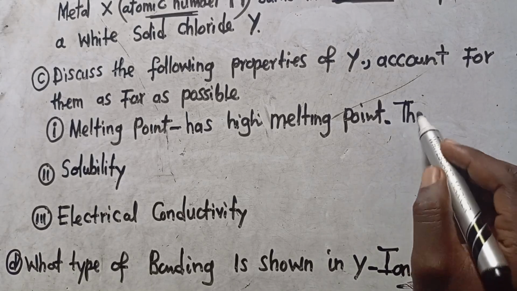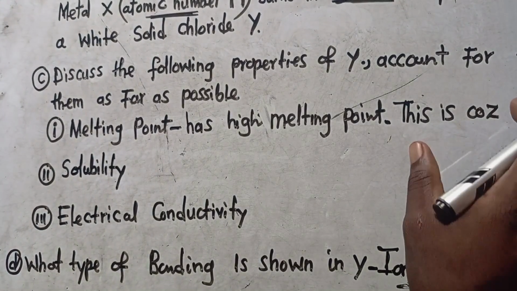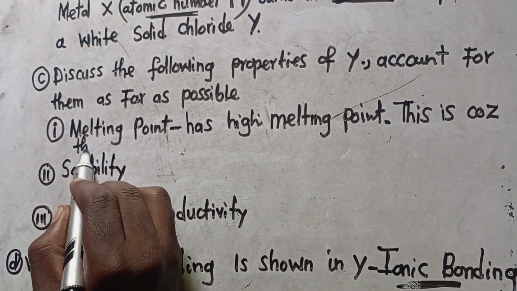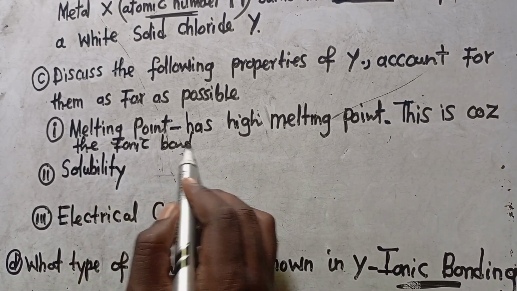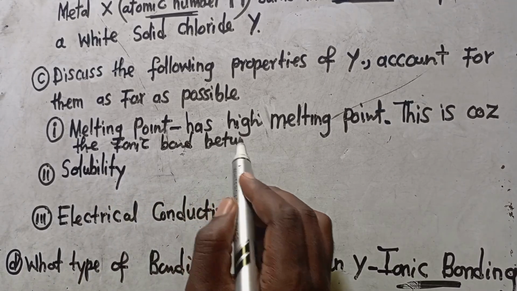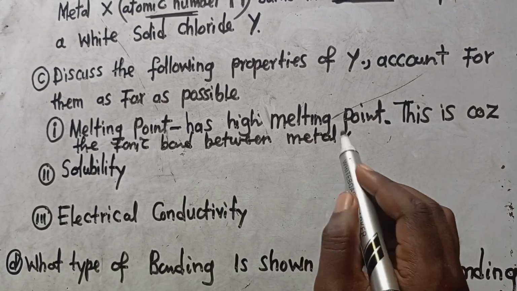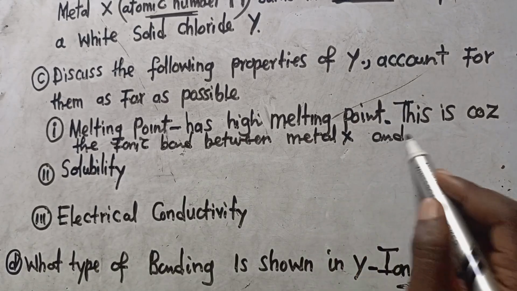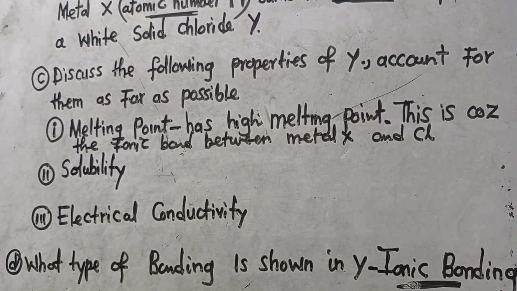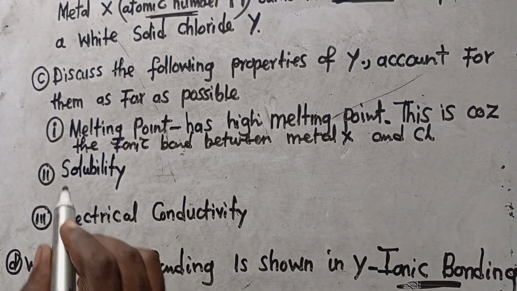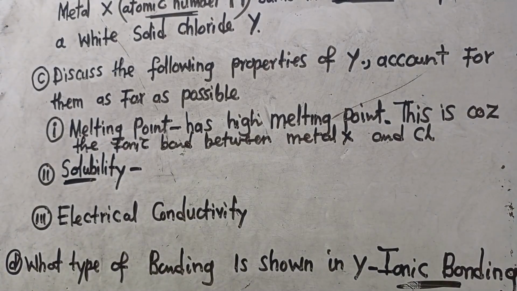You are explaining. You say, this is because the ionic bond between metal Y and the chlorine requires a lot of energy for them to be broken down. You finish like that. In terms of solubility, what is Y in terms of solubility?